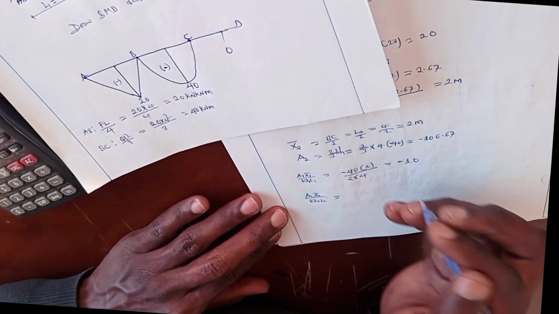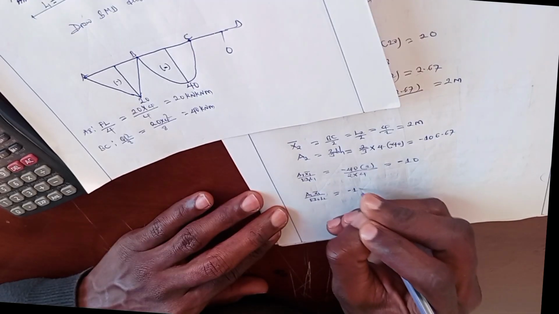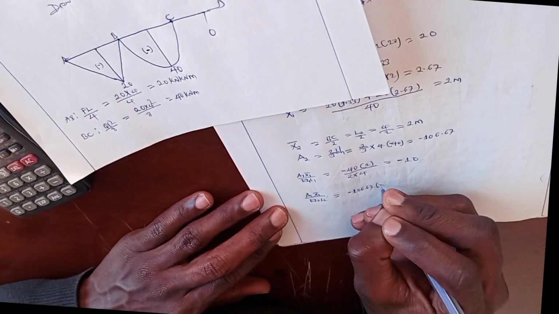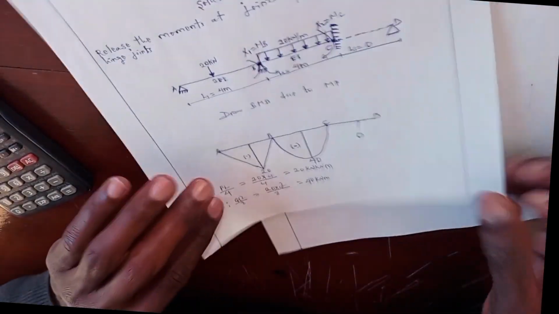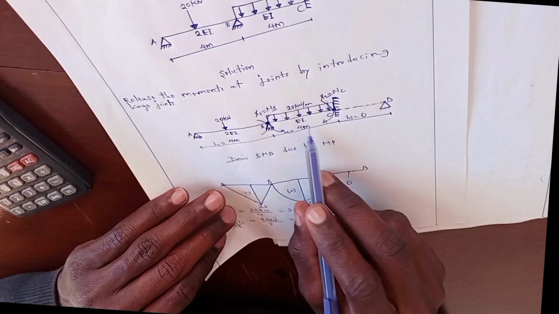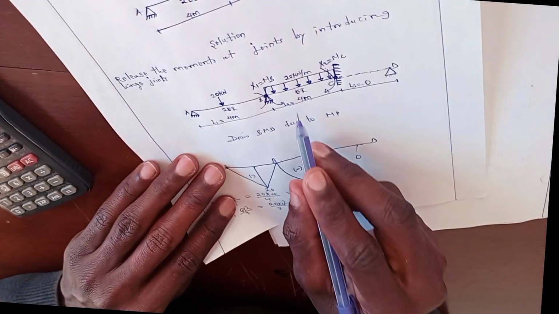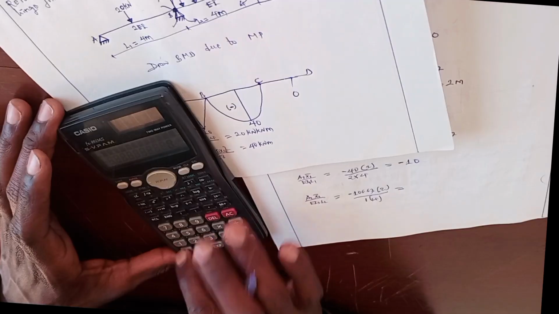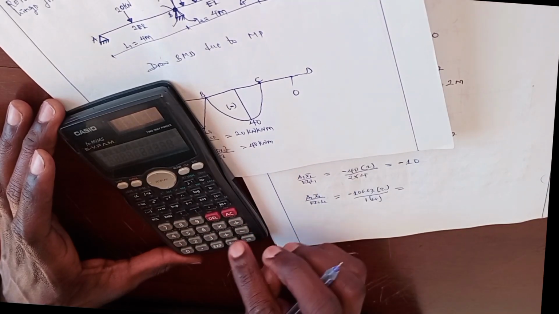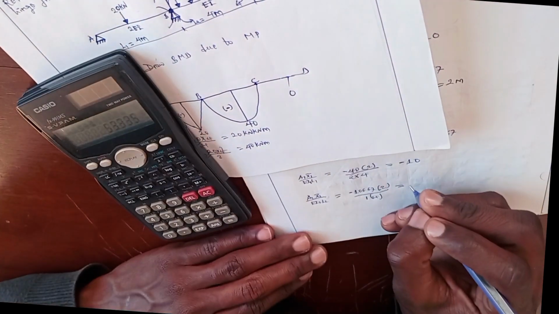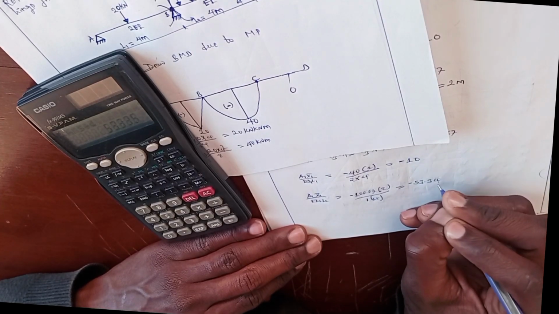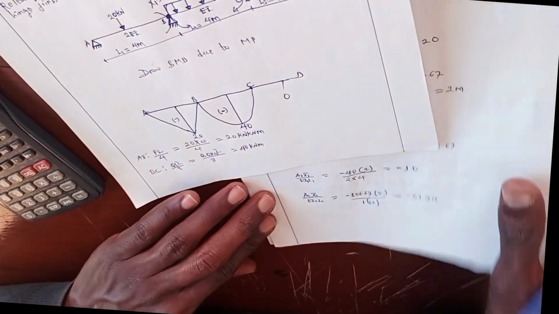Now, for area 2 times centroid 2 over EI2 L2: area 2 is negative 106.67 times centroid 2, which is 2 meters, over EI2. EI2 is the stiffness for member BC, which is 1, times L2, which is 4. It will be equal to negative 53.34. Now, after obtaining this product, the next step is to substitute.